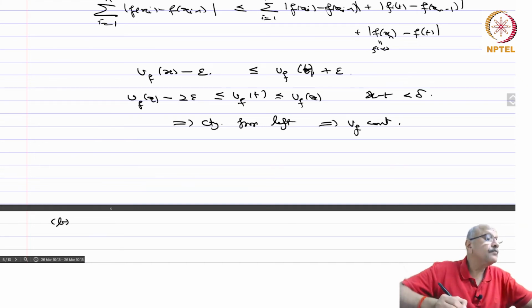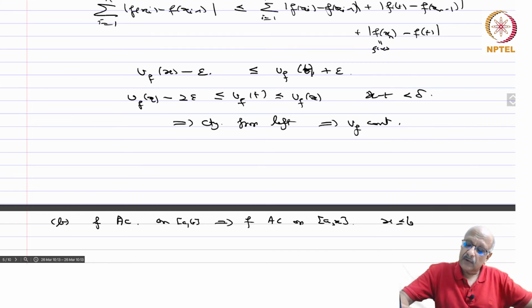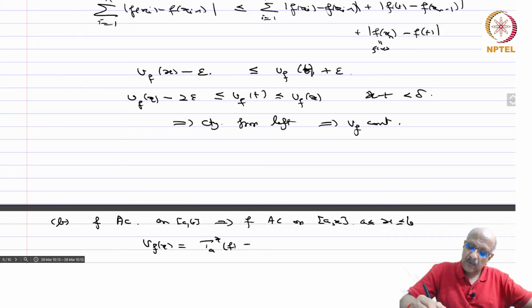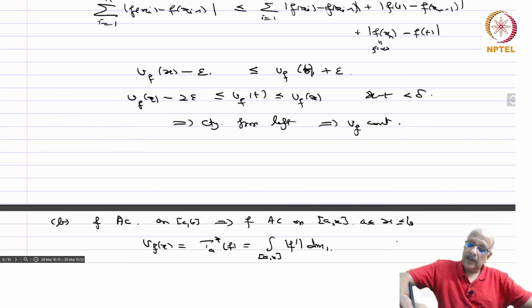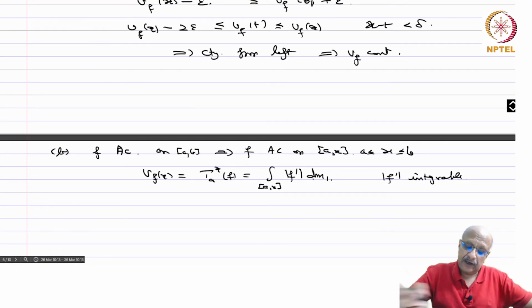B, f is absolutely continuous on AB, and that implies f is absolutely continuous on AX for any x, a less than or equal to x less than or equal to b. Okay, so you have that Vf of x is T a x of f, which is equal to the integral from a to x of mod f dash dm1. Now mod f dash is of course integrable, and so Vf of x is nothing but the indefinite integral of an integrable function, and therefore this implies that Vf is AC.